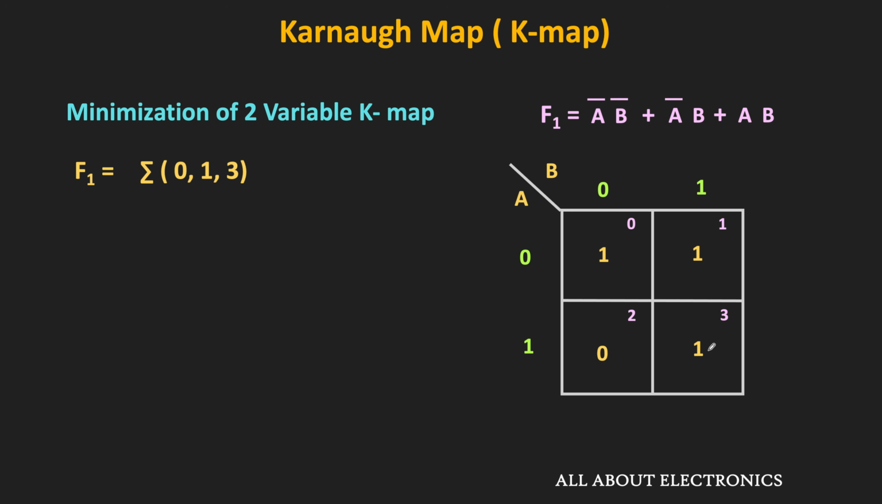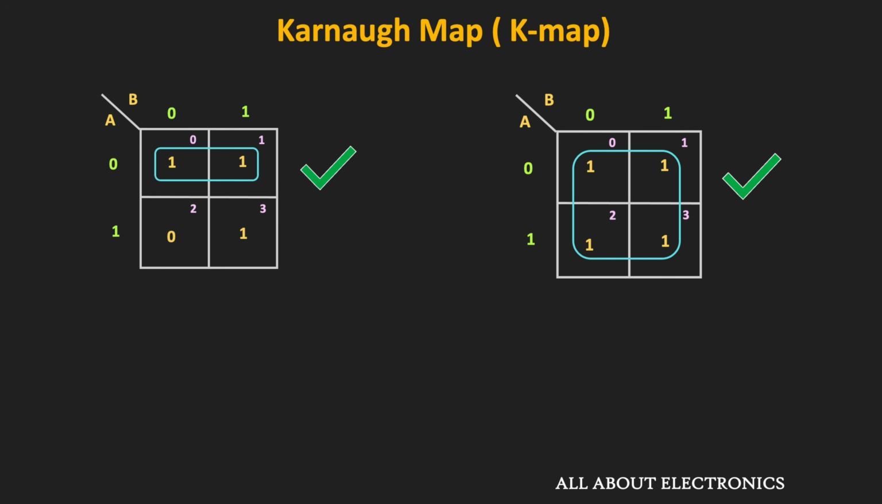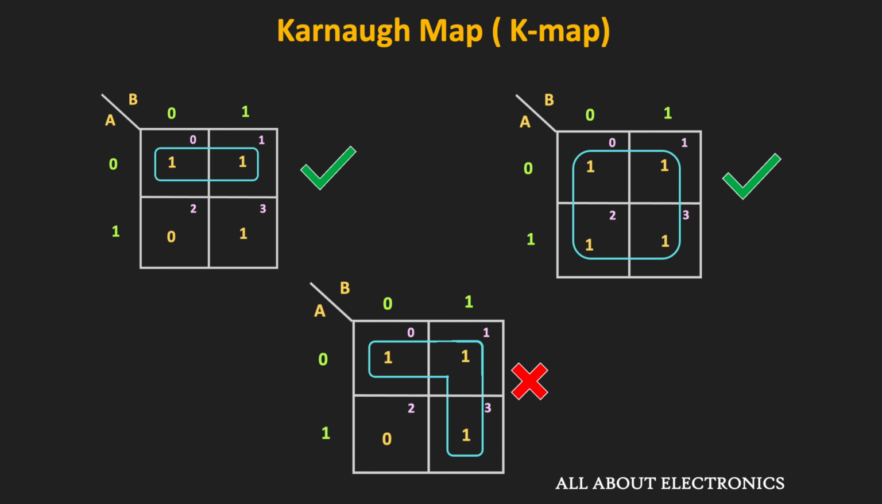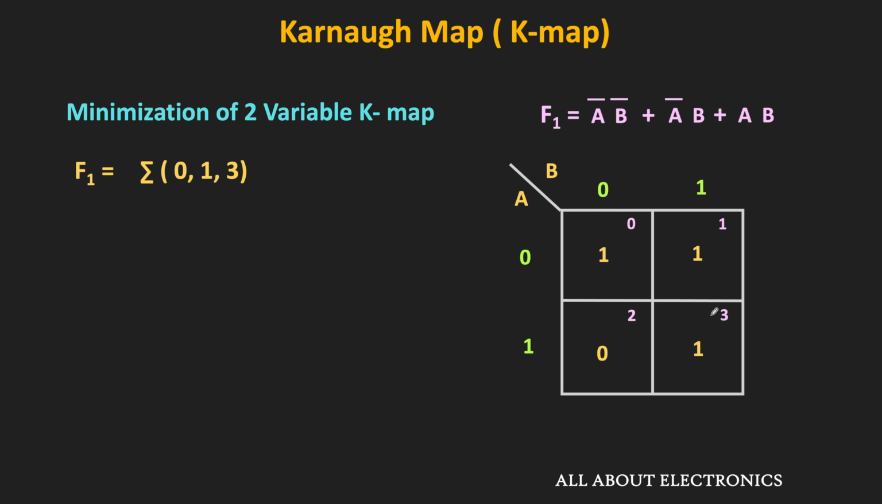So for the minimization, make the group of ones which are adjacent to each other. But this group should be in the power of 2. That means in case of the two variable map, we can make the group of 2 ones or the 4 ones which are adjacent to each other. But we cannot make the group of ones which is not in the power of 2. For example, we cannot make the group of 3 ones. And during the grouping, just ensure that all the ones in the map gets covered.